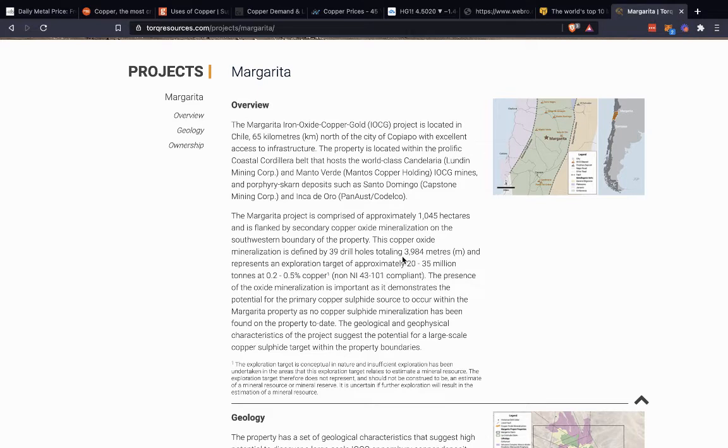So the Margarita is an iron oxide, copper, and gold IOCG project. It is located in Chile, 60 kilometers north of the city of Copiapó, with excellent access to infrastructure. The property is located within the prolific coastal caldera belt that hosts the world-class Candelaria and Monteverde IOCG mines. So remember, IOCG is iron oxide, copper, gold mines. Okay, so porphyry and skarn deposits such as Santo Domingo and Inca de Oro.